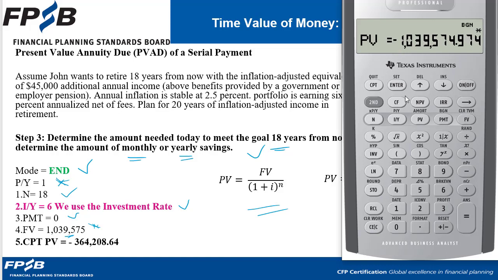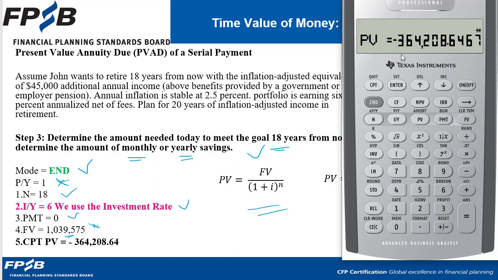We can see we're in the beginning mode here, so we want to change that. Second begin, second enter, and we're out of the beginning mode. Going to check second PY. Yes, we're in 1. So it's 18 years from now that we want to retire. We're using the 6% investment rate net of fees. There is no payment, and the future value that we want to have in place at the beginning of our retirement is $1,039,575, and we compute the present value.